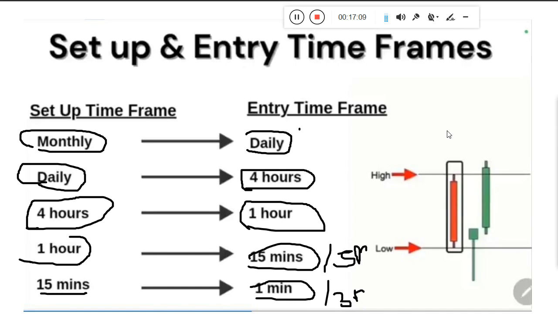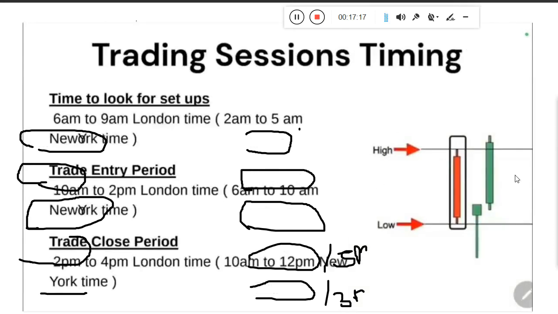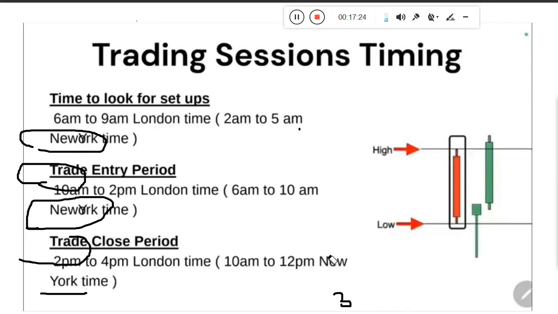The one thing you need to understand is that you need to put in place your time frames. It's very, very important. So now we are getting to the gist of this whole thing now.